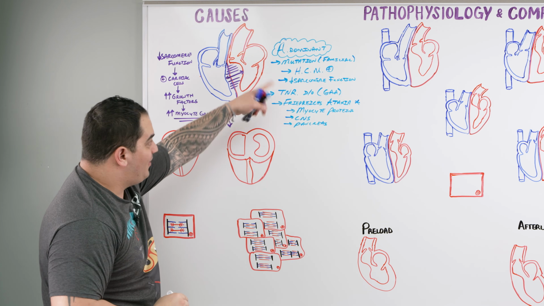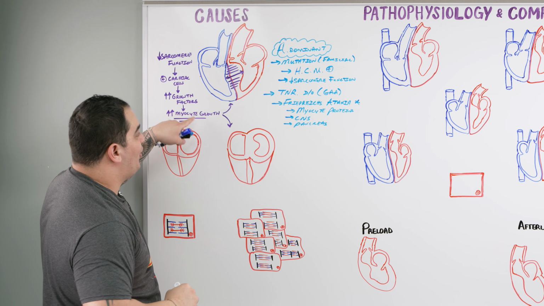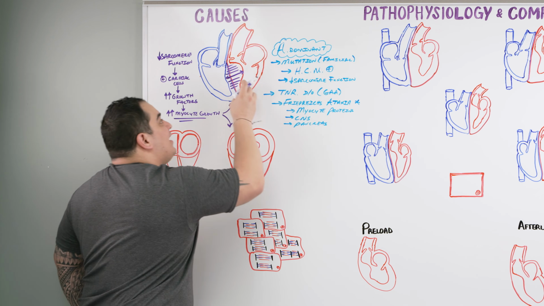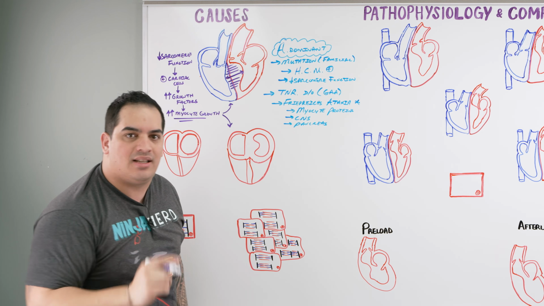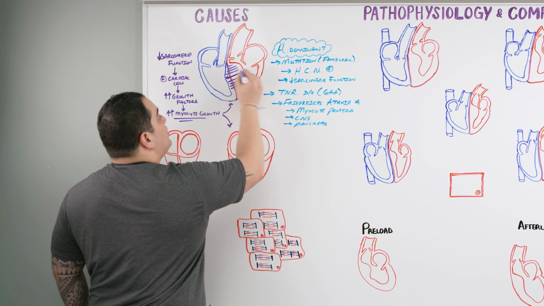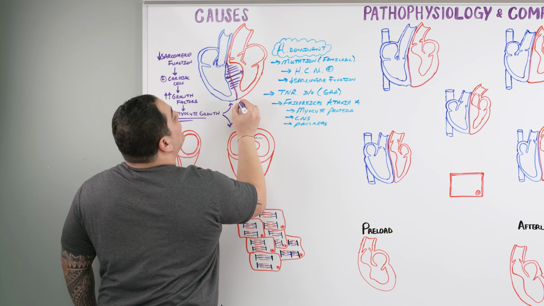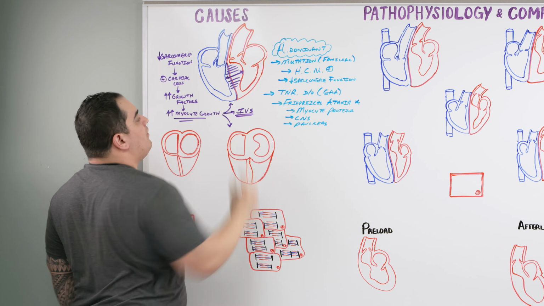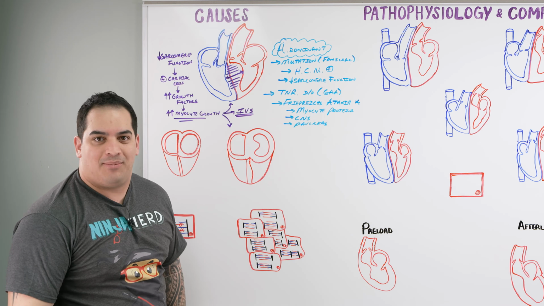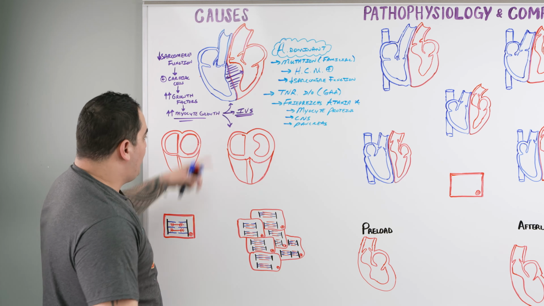Because of this type of disease process, when the myocyte growth occurs, it doesn't occur symmetrically throughout the entire ventricle. It occurs asymmetrically and tends to particularly involve the interventricular septum. And so the most commonly affected area of the heart is the interventricular septum. So that's one way.